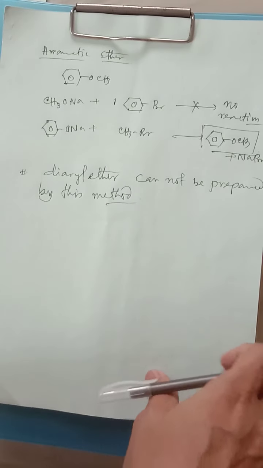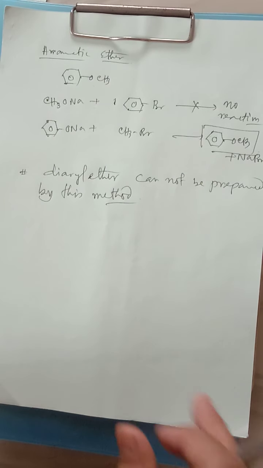So I hope we have cleared up what the Williamson reaction is, its mechanism, as well as its limitations. Again I am telling you, questions may arise from the limitation parts also. So not only will we go through the Williamson synthesis, but we also have to learn the limitation part.